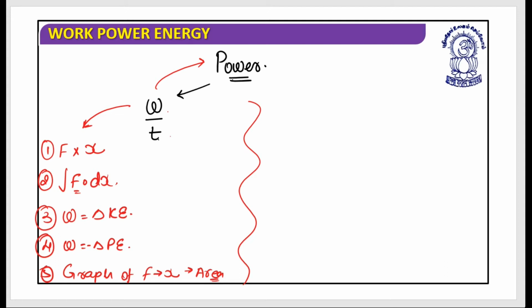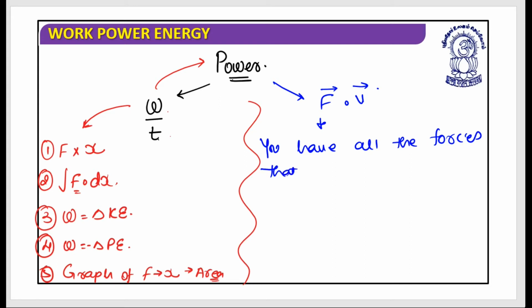The second situation in the cases of power is mostly instantaneous power, which is the case of F dot v. Now you have all the forces that we learned in laws of motion, and that would have a dot product with v, and that will again give the power.